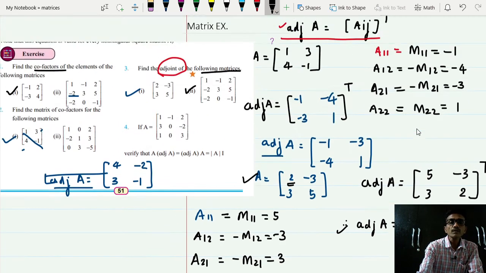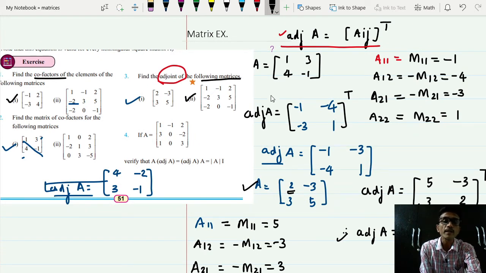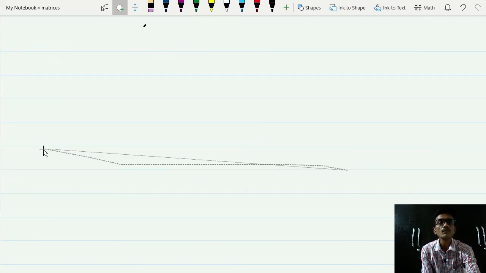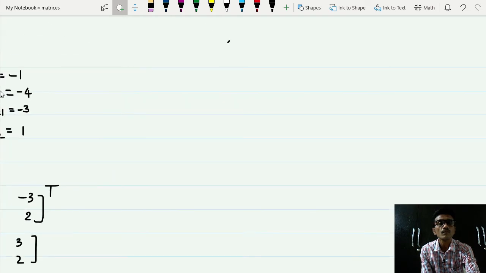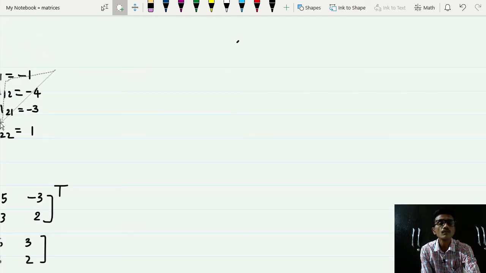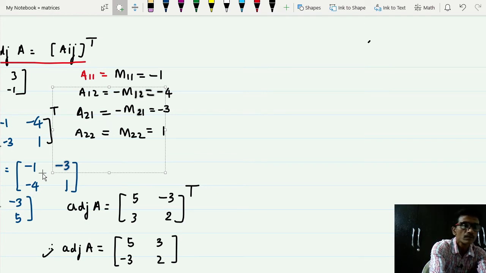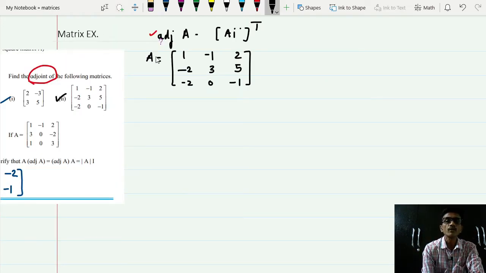Now we'll find the adjoint of this matrix. It is a 3x3 matrix. So you will find all minors and cofactors, then write the matrix of cofactors and then you find the transpose of that. We will practice this question. So here is the question. Let's write this question. We find the adjoint of this matrix.